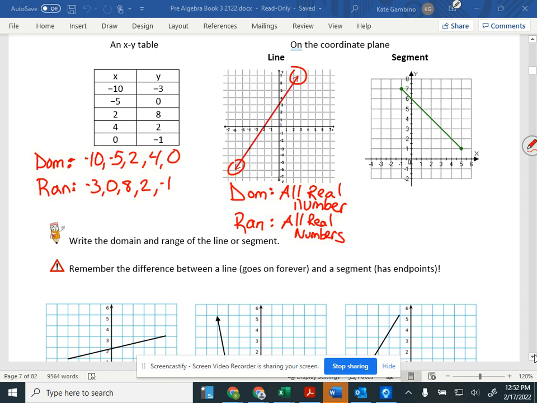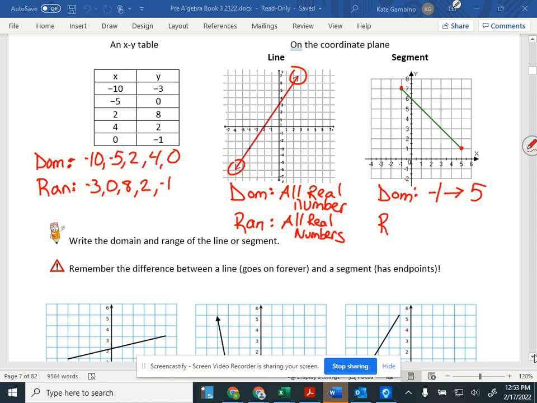But now we have a segment. Can it be all real numbers if it's a segment? No. Because that segment means our line will stop. We have a beginning and an ending point. So now our domain is from -1 to 5. So it's any numbers from -1 to 5. We can't continue past 5. 7 will not work. It's not part of the segment.